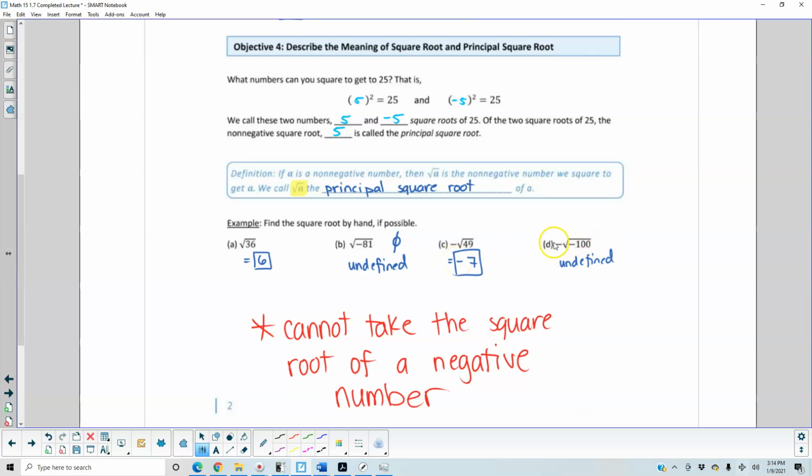Okay, in the next example, we have negative times the square root of negative 100. So again, using order of operations, we need to first find the square root of negative 100. But we found out in part B that you cannot take the square root of a negative number, which makes that undefined.